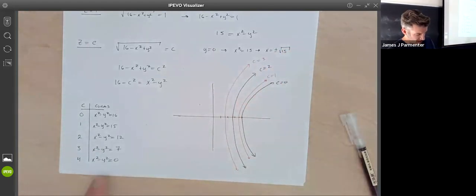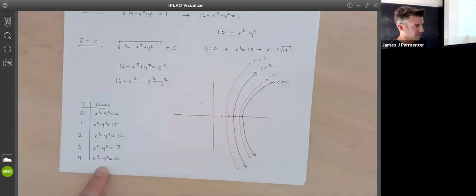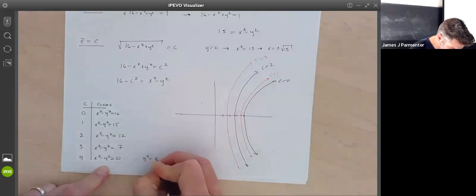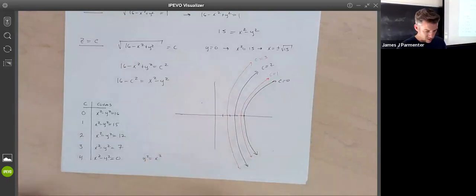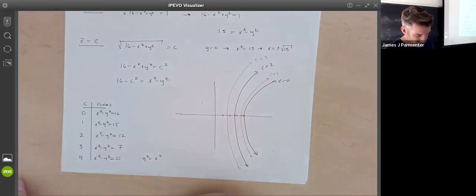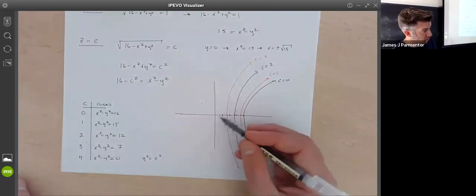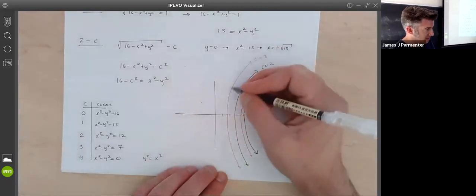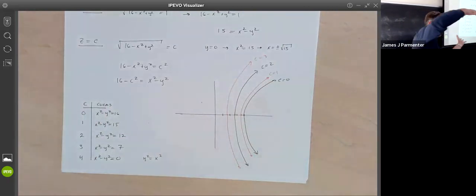Oh, and then we should do c equals 4. So what about x squared minus y squared equals 0? Another way to write that is y squared equals x squared, which looks like either y equals x or y equals negative x. So my graph here has gotten a little out of sorts, because really the y equals x line shouldn't cross this. These should be a little bit more bent that way.